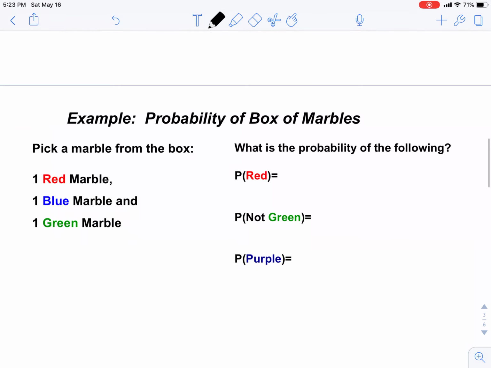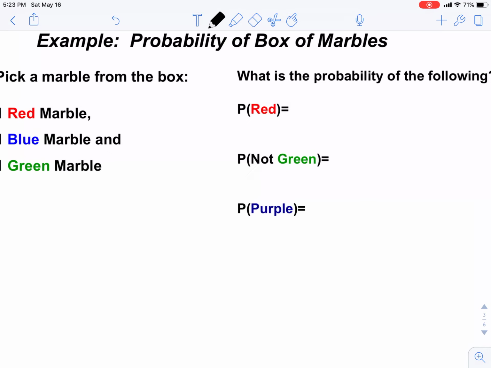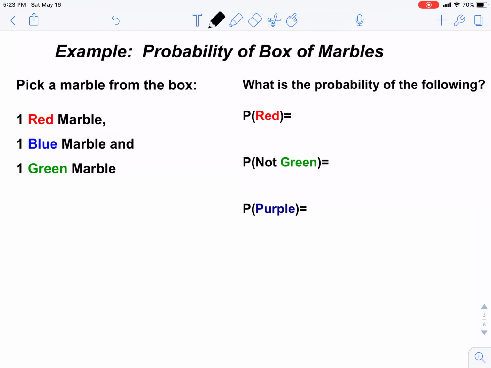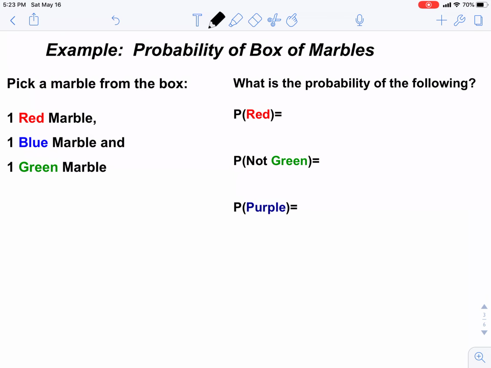All right, so here we go. Probability of box marbles. Pick a marble from the box. There's 1 red, 1 blue, 1 green. What is the probability that, and again, this is how we write this, right? This is saying probability. The experiment we're talking about is picking a marble. So what's the probability you pick a marble from the box and it's red? So that's just shorthand notation to say pick a marble from the box. What's the probability that it's red?